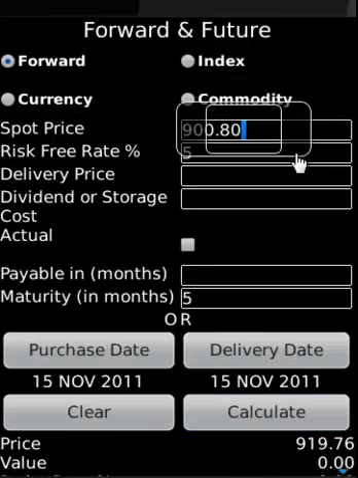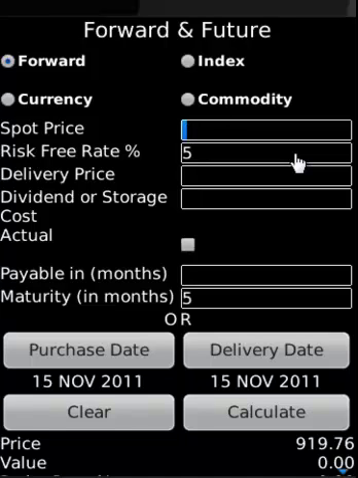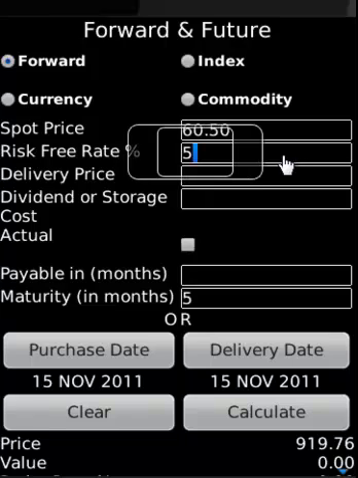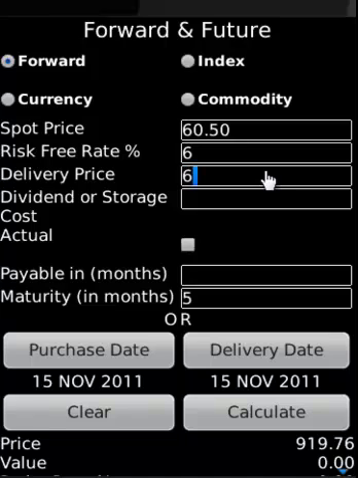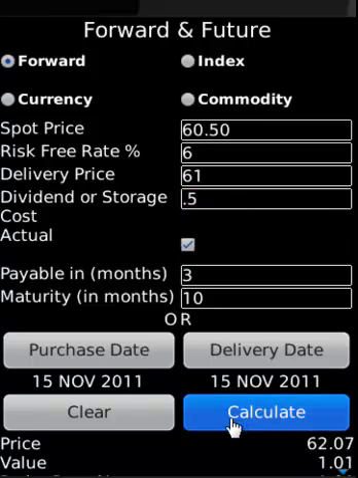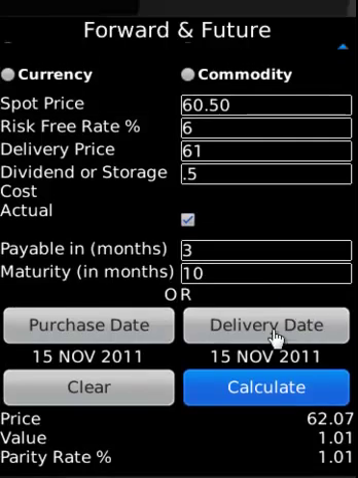Okay, now let us do a different one. Say 60.50 and the risk-free rate is 6%, delivery price is 61, maturity is 10 months, and there is some storage cost which is 0.5, which is actual in this case. So we are calculating. You see the value and parity rate.